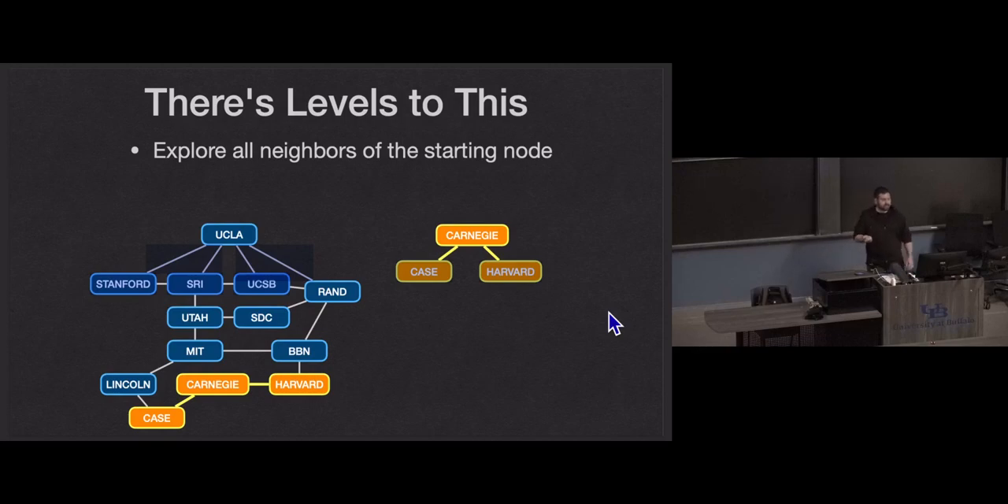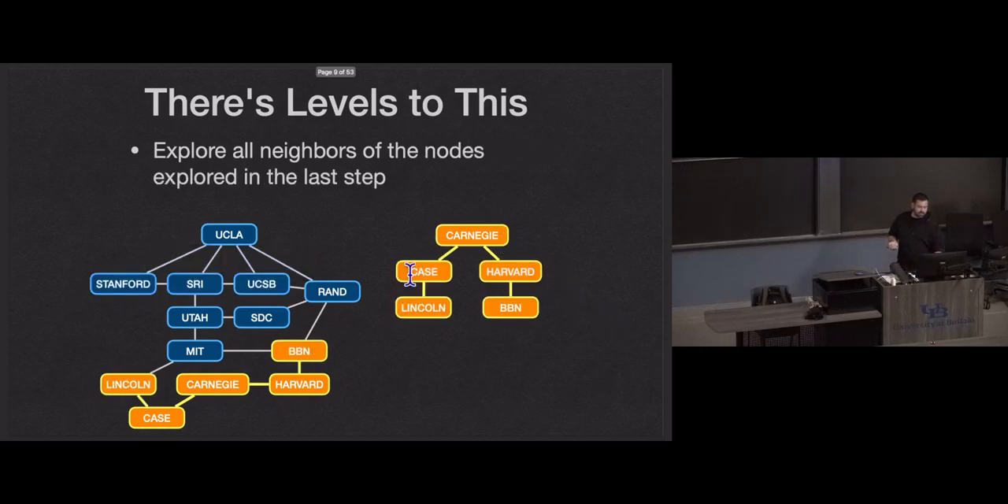Case and Harvard are going to explore Lincoln and BBN. So from Case, we explored Lincoln. From Harvard, we explored BBN. So we're going to draw those edges as we're exploring now the neighbors of the neighbors of the starting node. So we explored the starting node, explored its neighbors, explored the neighbors of the neighbors. Now we're going to the neighbors of the neighbors of the neighbors. We're going to keep going through this algorithm, keeping track of the edges we used.